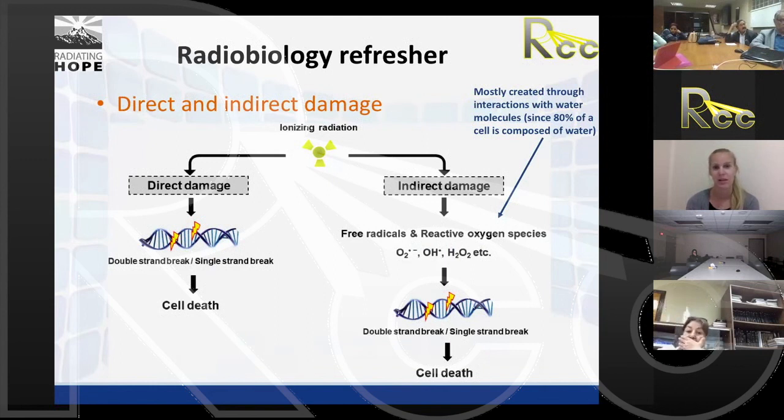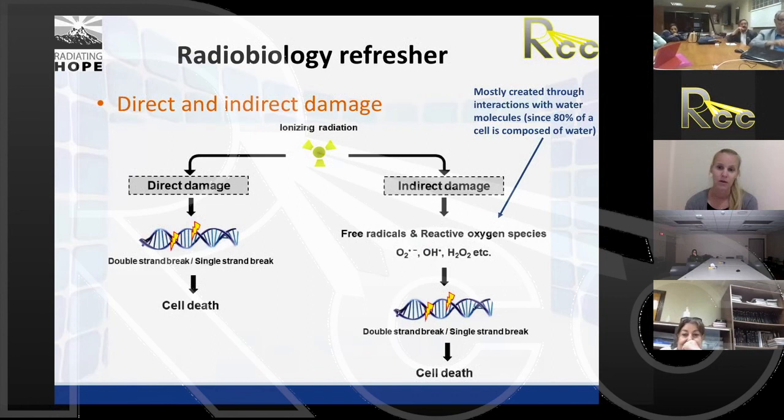The ionizing radiation hits a part of the DNA within the cell, causing a double or a single strand break, and that cell will die. So direct damage is fairly obvious. It's the indirect damage that's a little bit more difficult to understand.